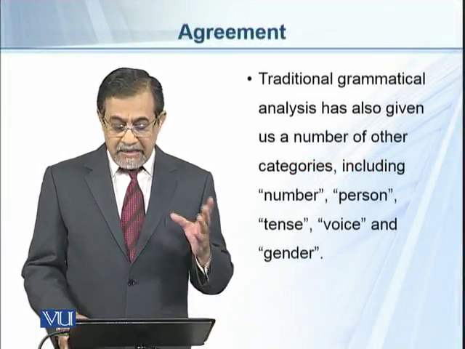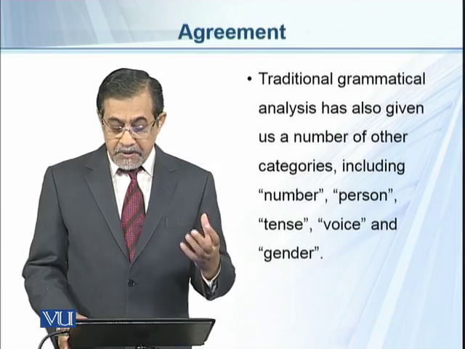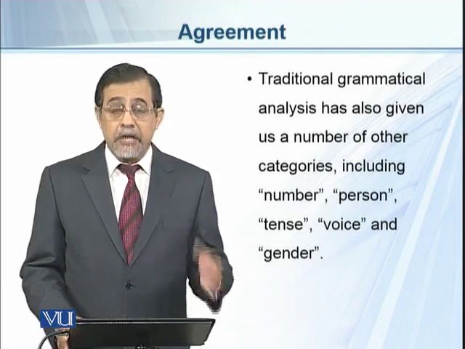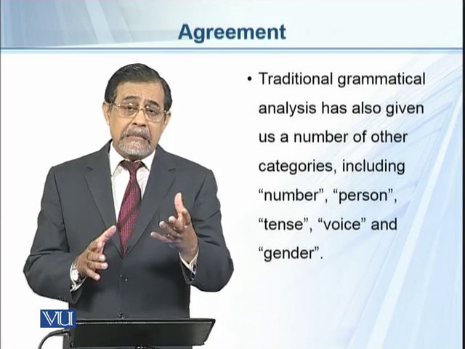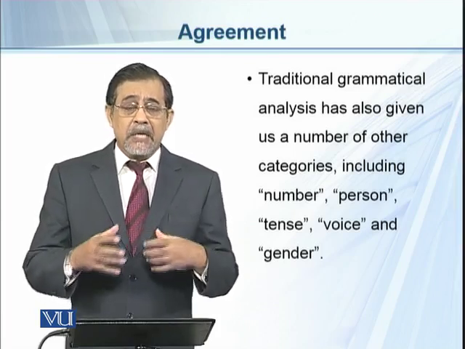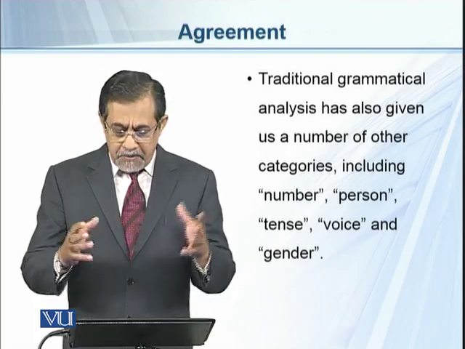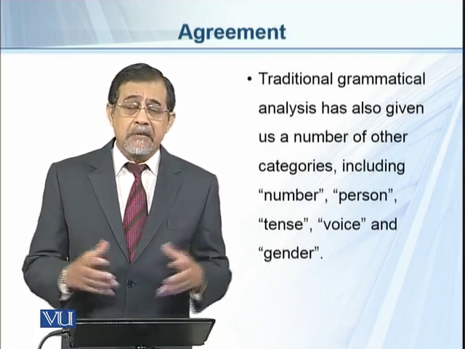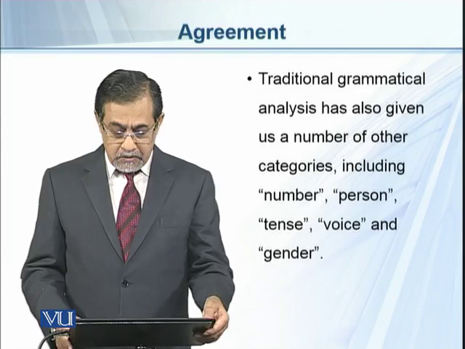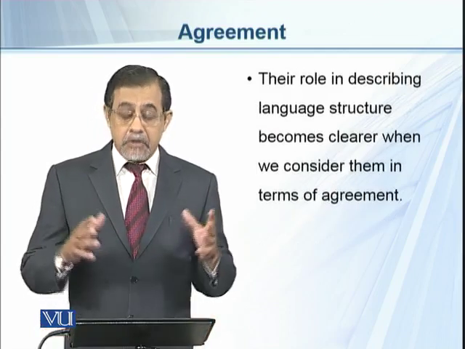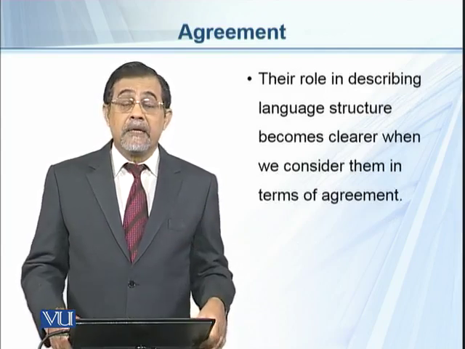Traditional grammatical analysis has also given us a number of other categories, including number, person, tense, voice, and gender. So, traditional grammar has not only given us the concept of 8 parts of speech, noun, adjective, adverb, it has also given us some other grammatical concepts like tense, like number, like person, like voice, gender, etc. So, to some extent, they are very helpful in understanding language. Their role in describing language structure becomes clearer when we consider them in terms of agreement.